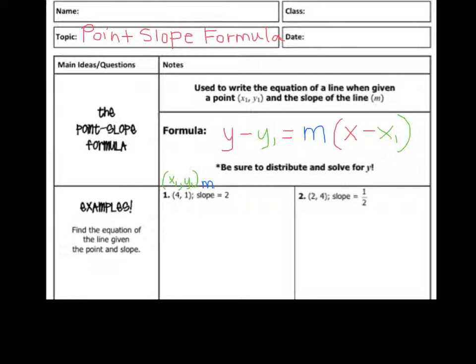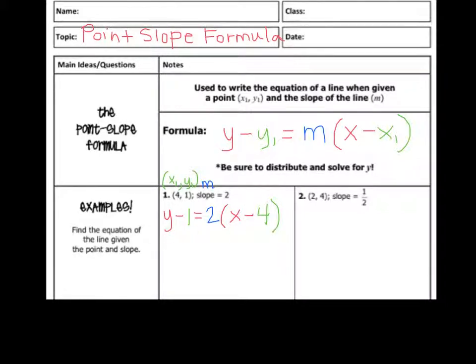So here we go. We have y minus, and in this case my y1 was 1, and that equals my slope, which is 2 in this equation, times x minus, and then my x1 in this case was 4. Okay, so all I've done is taking the information they gave me and I'm substituting the point in and the slope in. The x and the y, just like in our other forms of a linear equation, are going to remain variables. Okay, so that's your first step. So substitute your values in.